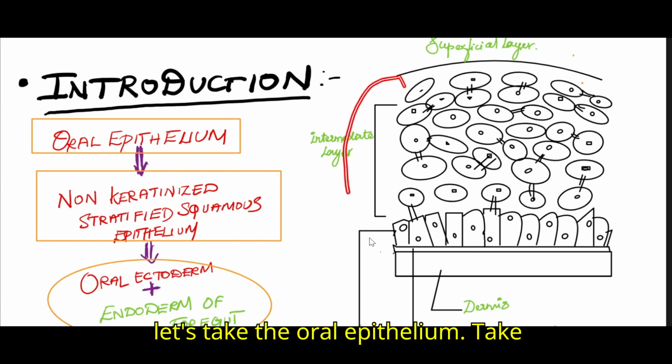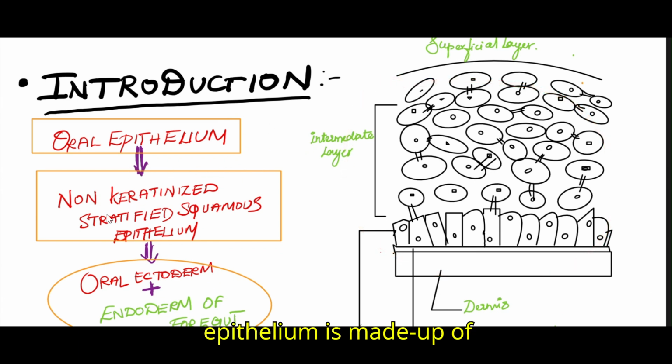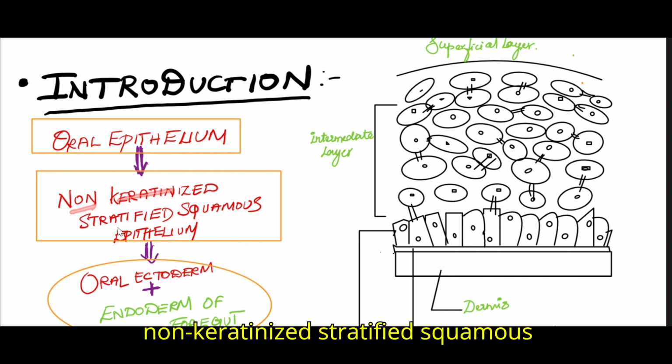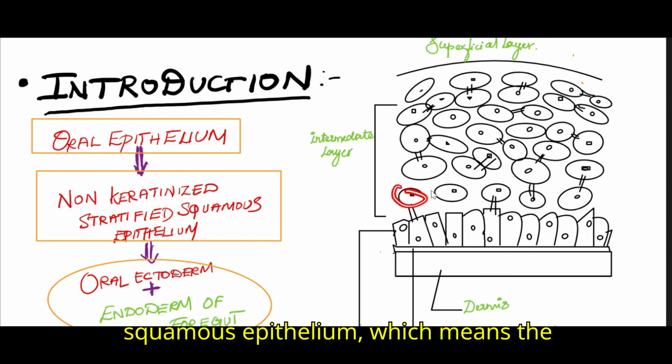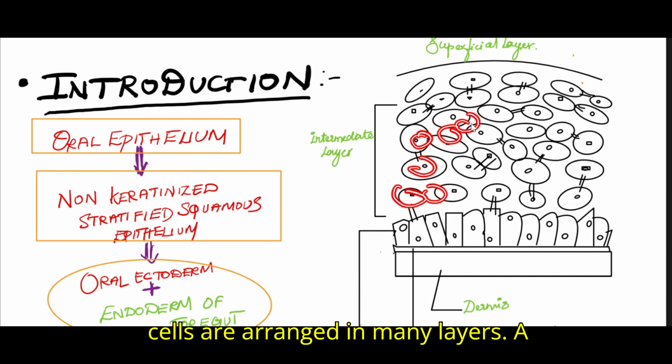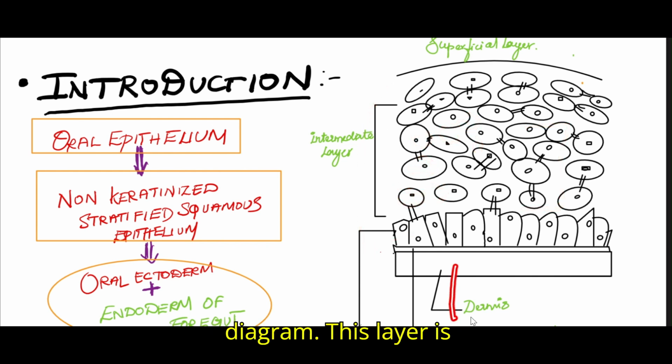So let's take the oral epithelium. This oral epithelium is made up of non-keratinized stratified squamous epithelium, which means the cells are arranged in many layers as stratified. Take a look at this diagram.